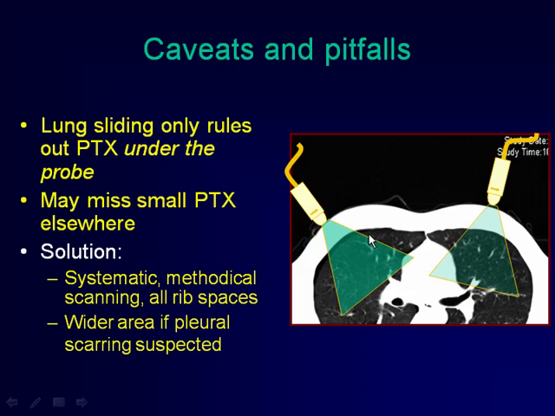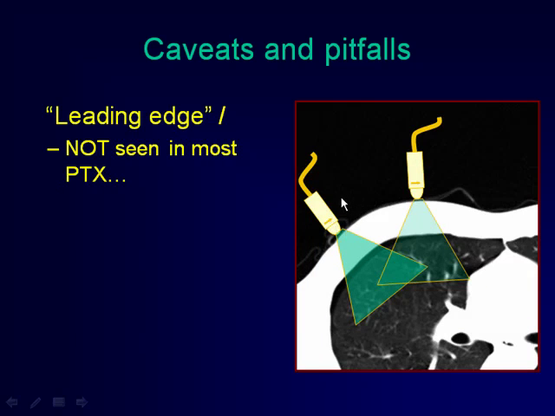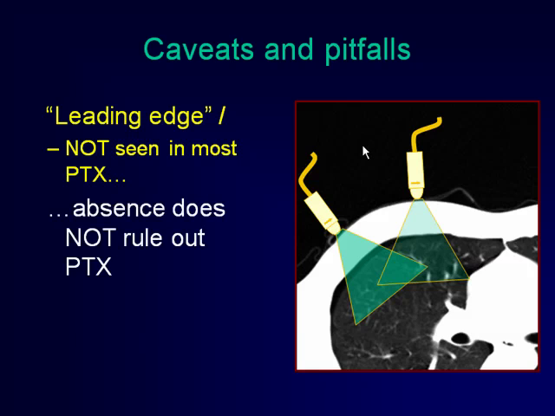Nevertheless, lung sliding, it should be remembered, only rules out pneumothorax under the probe. Another caveat is, obvious thinking about this, that leading edge is not seen in most pneumothoraces because it's a relatively small area of the entire pneumothorax that actually demonstrates this transition point between expanded and collapsed lung. So the absence of leading edge does not rule out pneumothorax by any means. Its presence only rules it in.